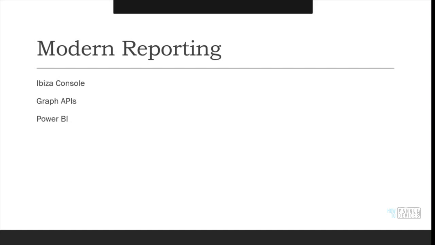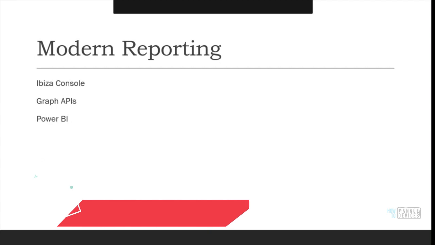All these three take you to the Intune portal, which is also referred to as the Ibiza console, and from there you can download the report, which we will see later on. The other options are using tools like Microsoft Graph Explorer, which leverages the Graph APIs. We will take a brief look over what that is, and then using third-party tools like Power BI.